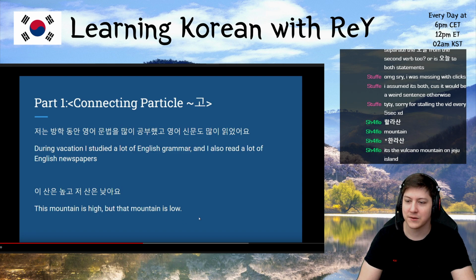This mountain is high, but that mountain is low. Okay, so here we use 은/는 for comparing. We use it in both sentences here that are connected with 고.